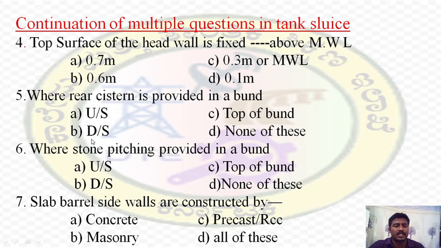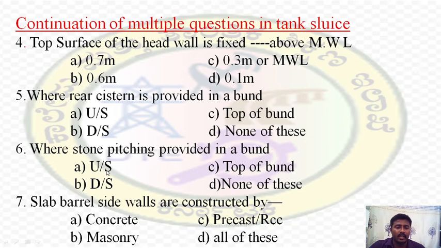So next question is where are stone pitchings provided in a bund? Option A upstream, option B downstream, option C top of bund, option D none of these. Answer is upstream. So the stone pitching should be provided on the upstream side of a bund.